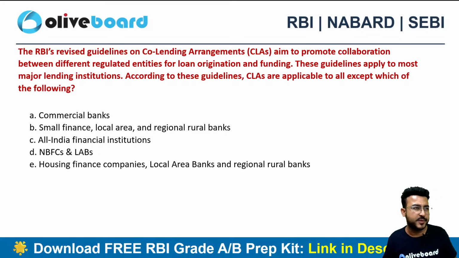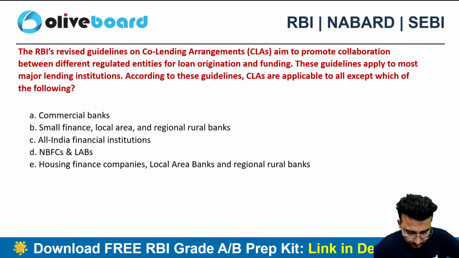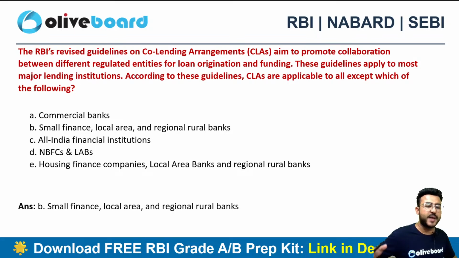Next one can be important. Again, from the co-lending arrangement, guys, I'm telling you, co-lending arrangement and non-fund based facility circular, very, very important, most crucial circulars from August month. These guidelines apply to major lending institutions. I'm talking about the co-lending arrangement guidelines. CLAs are applicable to all except which of the following? Except small finance bank, local area banks and regional rural banks, right? And they apply on HFCs, right? We have done this when we were discussing the circulars as well.